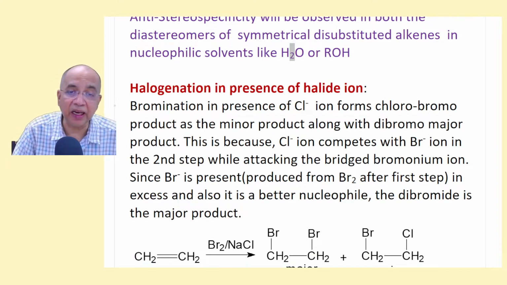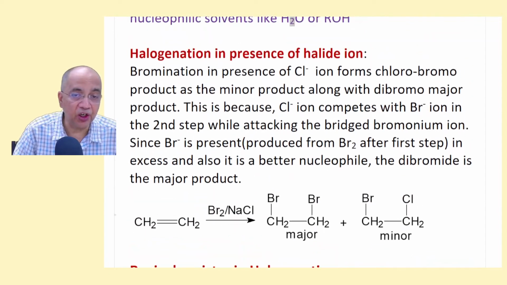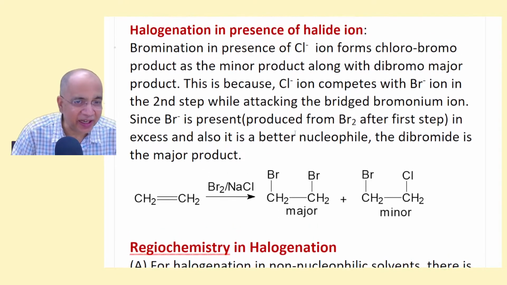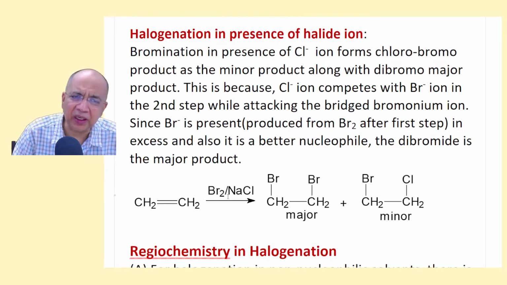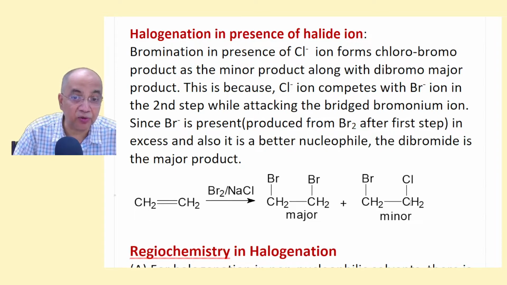Halogenation in presence of halide ion. Before we enter into the regiochemistry, for this halohydrine formation, not for dihalide formation, there is no regiochemistry involved. Let us say we are adding bromine in presence of sodium chloride, a small amount of sodium chloride. In that case, you not only get dibromide, here stereochemistry is nothing to do with the ethylene. You get this as a major product, but you also get chlorobromo product minor.